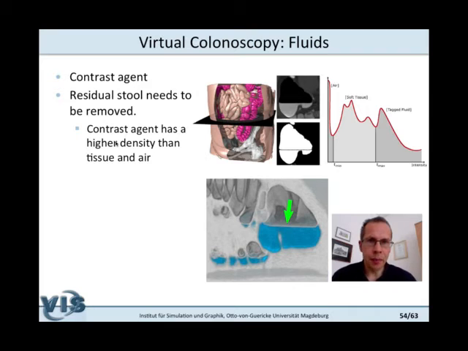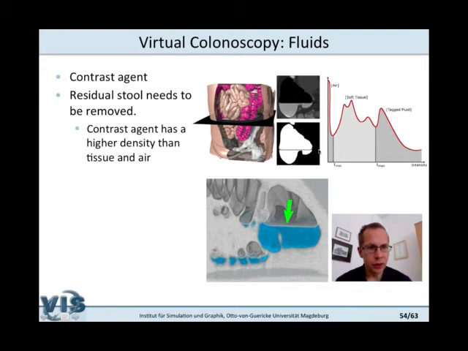So the last application I wanted to show is Christoph Russ' master thesis on virtual colonoscopy carried out at Siemens. The medical problem that should be solved here is to faithfully consider the situation that the colon is not completely empty. There is residual fluid in it and also residual stool. The contrast agent has a higher density than tissue and air, and makes this visible. So the residual stool needs to be removed, not physically, but by means of image processing.